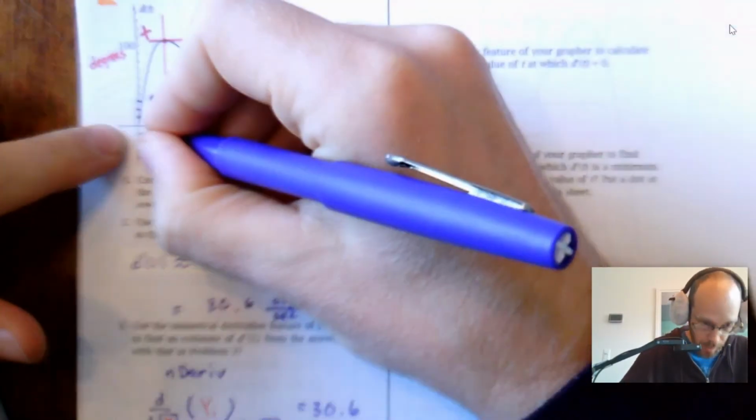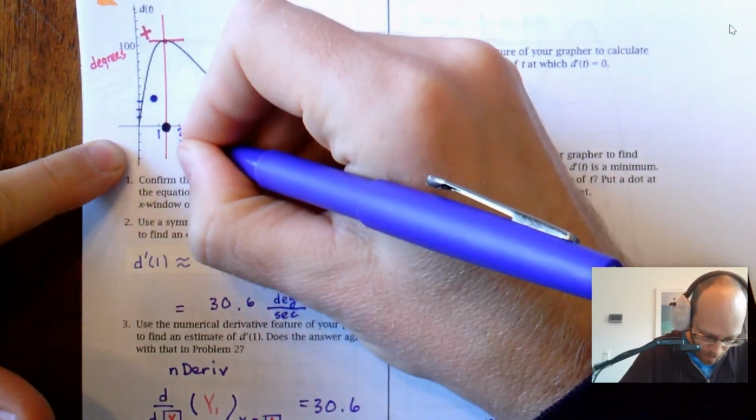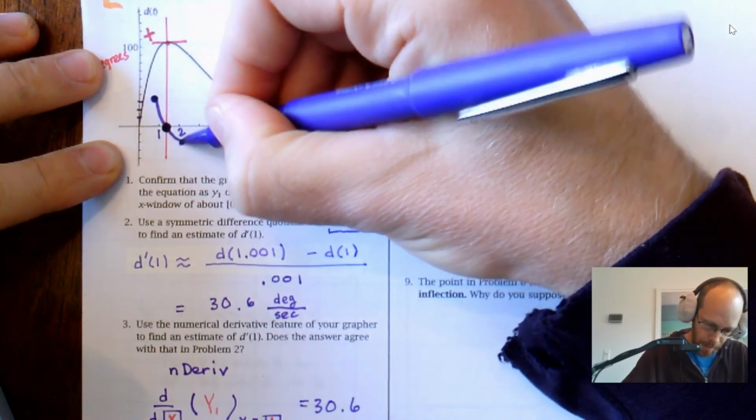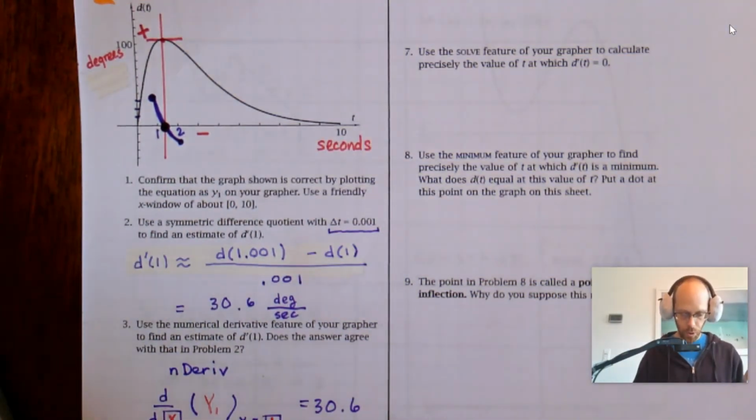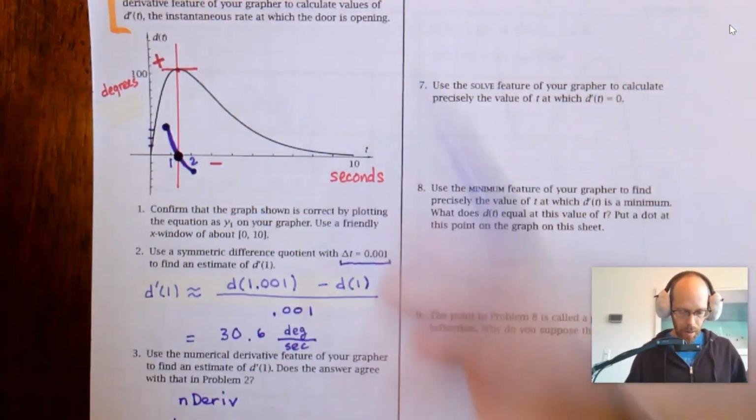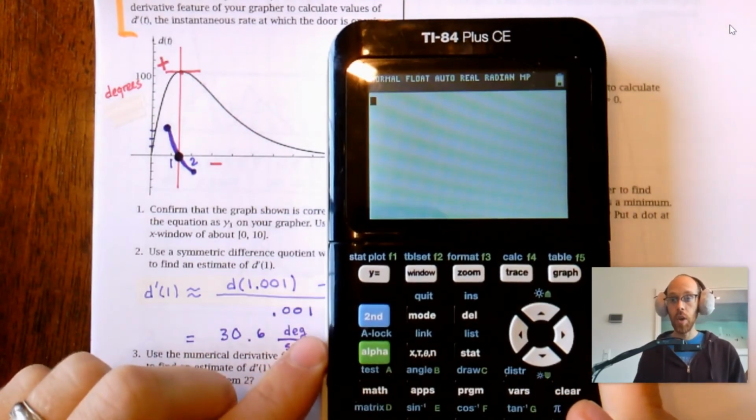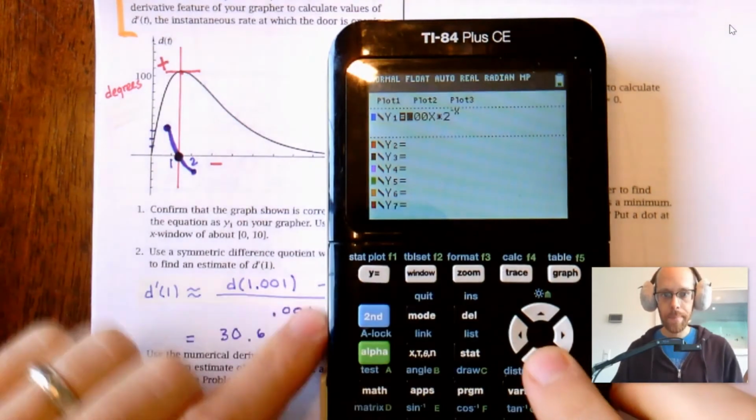So that would put us, let's see, negative 10, negative 20. We're about right here. I'm going to go ahead and connect this chunk of our derivative graph. Next thing I want you to see on the calculator is that we can draw this whole thing. Here's how we're going to do that.